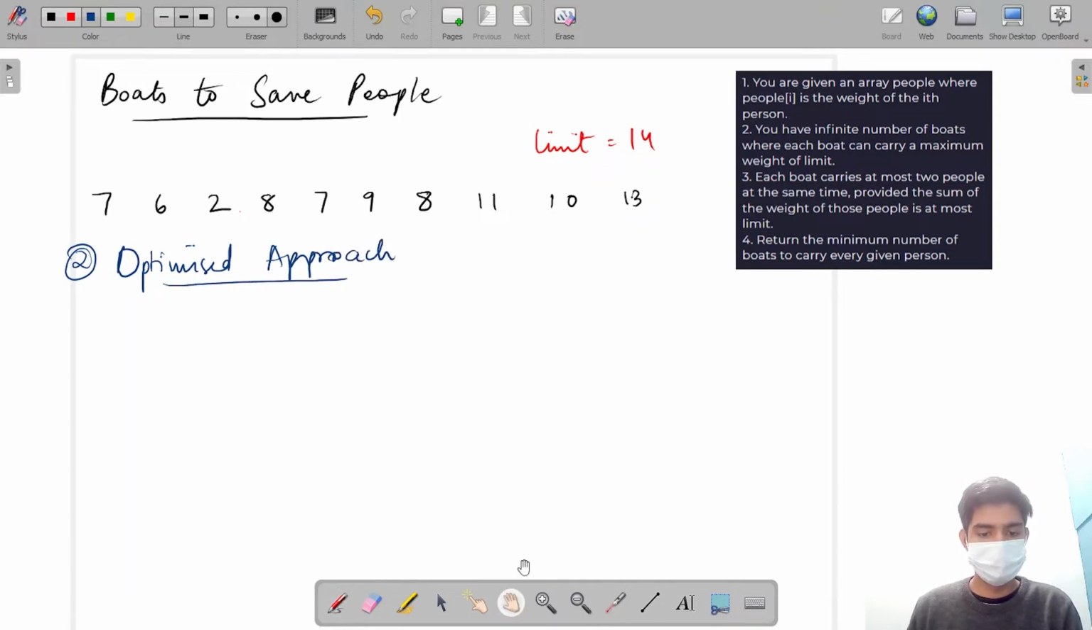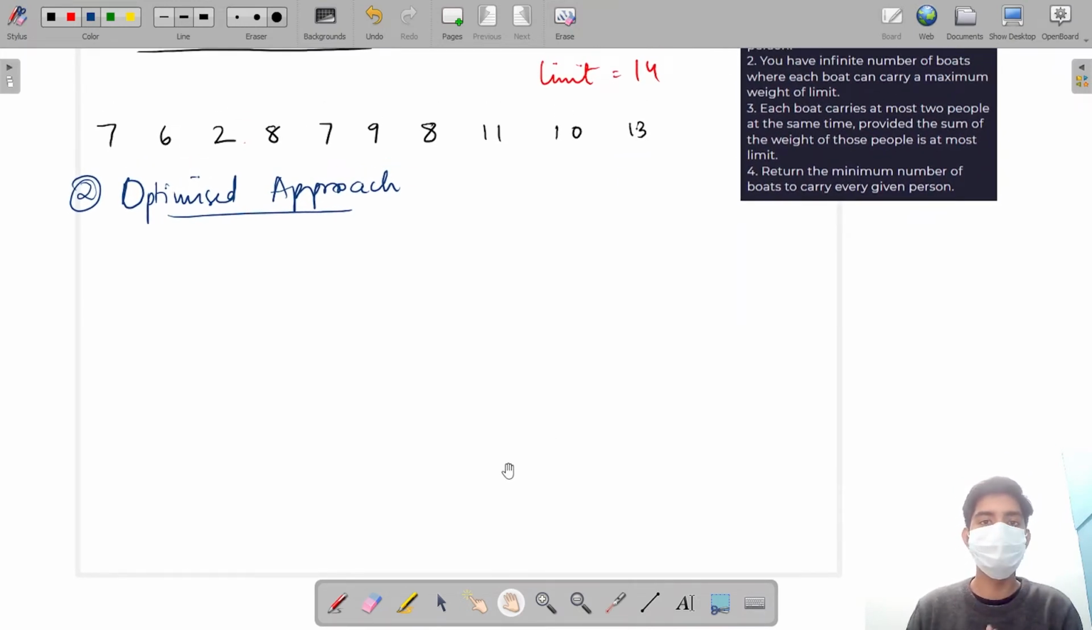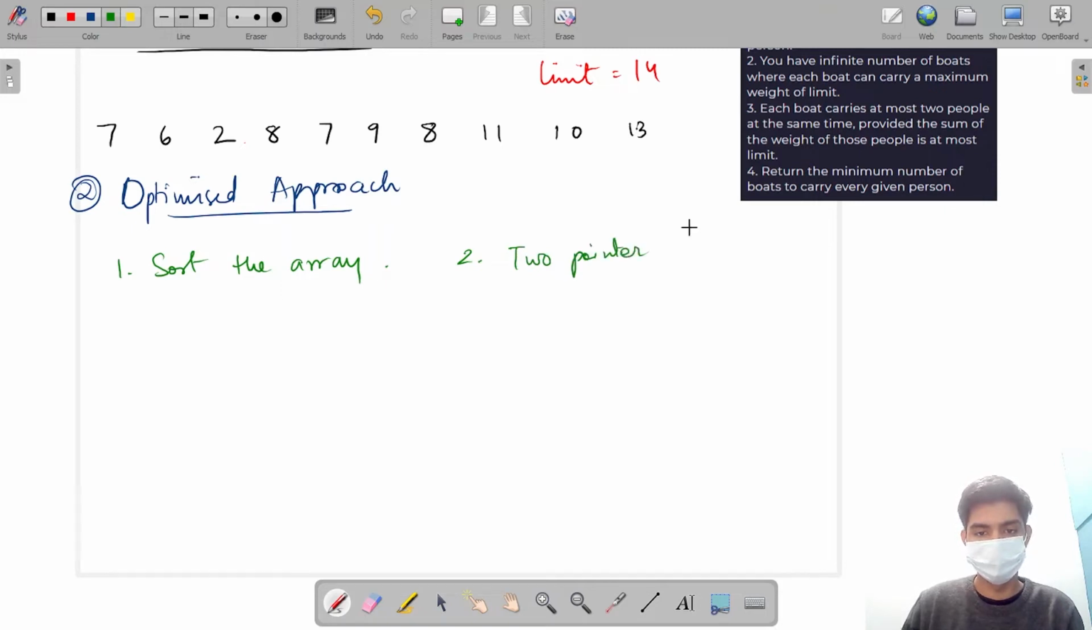Okay, so here I'm going to write the steps first, and then I'm going to discuss why we are actually doing the steps. Okay, so my first step is going to be sort the array, and my second step is going to be use a two pointer approach. Okay, so if I sort this array, I would get 2, 6, 7, 7, 8, 8, 9, 10, 11, 13.